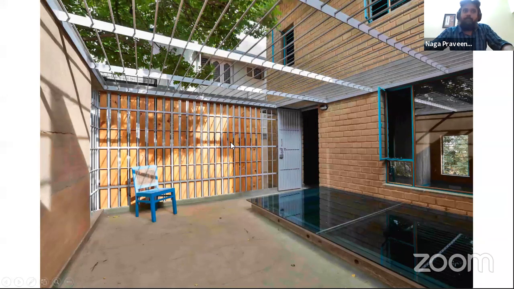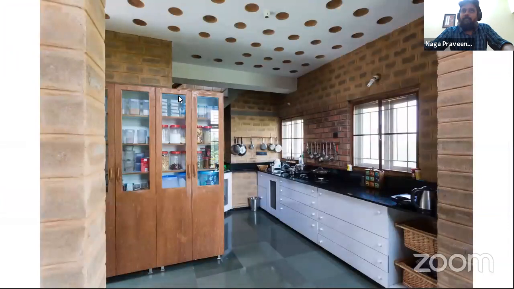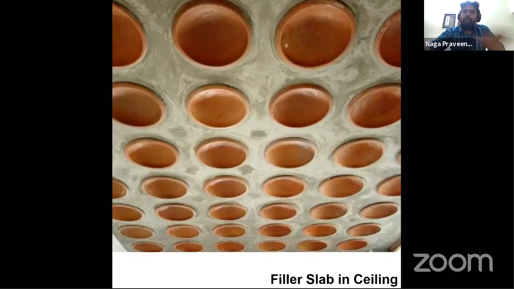The other important thing is what you see here, something called filler slabs, I mean pots which are used in the slab. These would bring down the temperature by around 2 to 3 degrees. The filler slab technique is very famous in sustainable architecture. I'll show you another clear picture of the filler slab. The pots are laid into the slab, so the usual RCC slab is not taking all the heat in. These pots are bringing down the temperature.